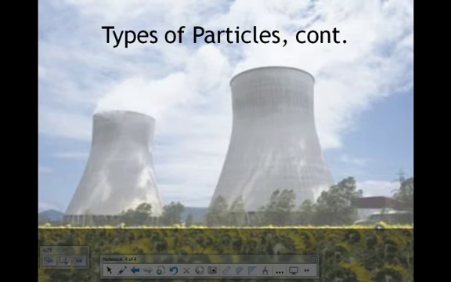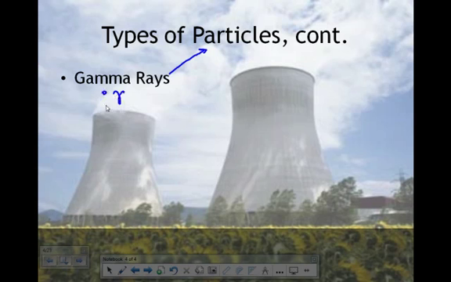Let's see what other types of particles we have then. There's also gamma rays. And gamma rays are not technically a particle. They're simply pure energy. Here's the Greek symbol for gamma. They have no mass and they have no charge. It's just a high energy photon that's released as the particle moves electrons from one energy level to the other. So these are high energy photons.